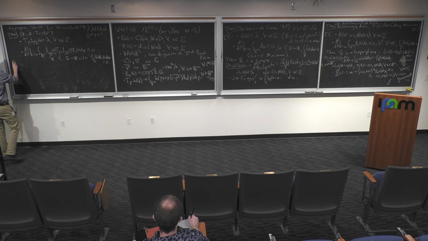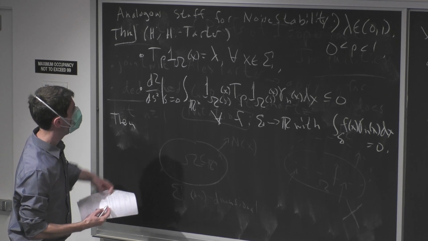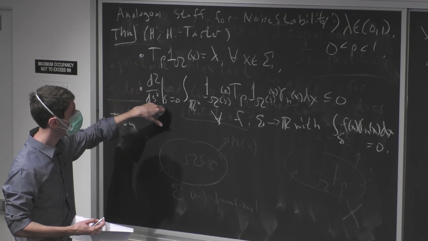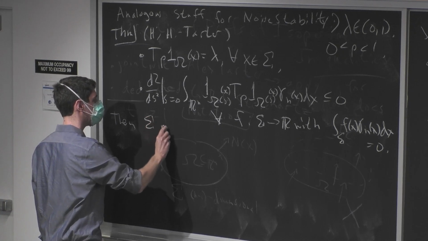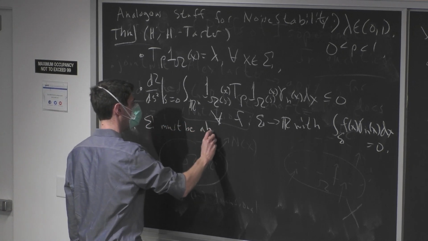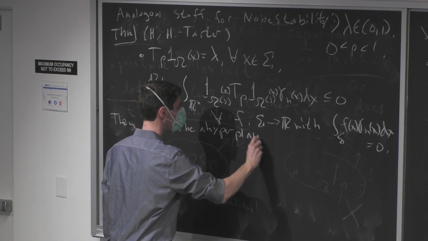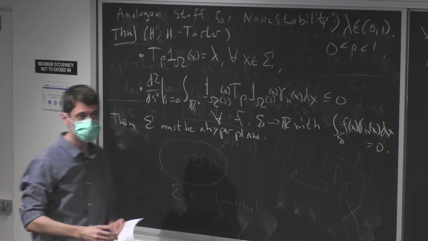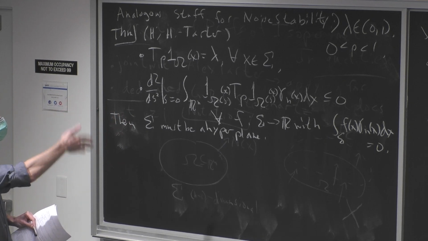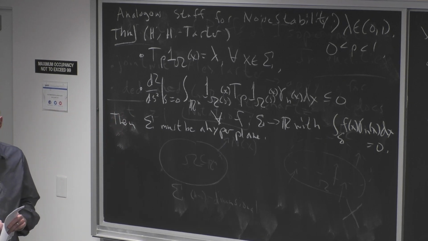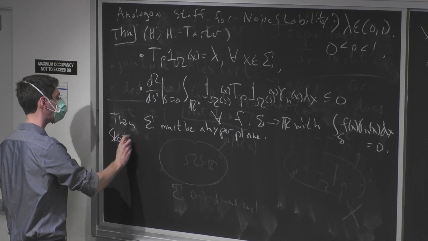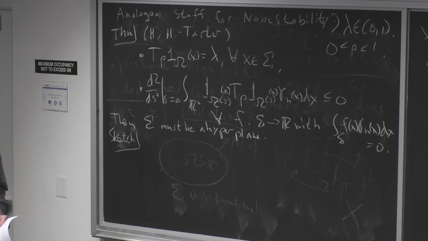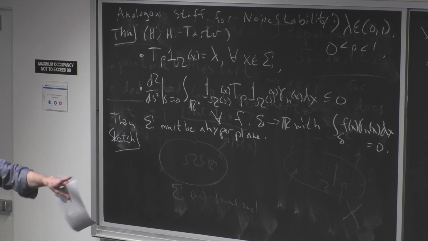Okay, then if you're a critical point and you are a local maximum, then sigma must be a hyperplane. So it's the same statement as over there, but now we have our noise stability in place of the Gaussian surface area. And a sketch of the proof, analogous to what I wrote over there.